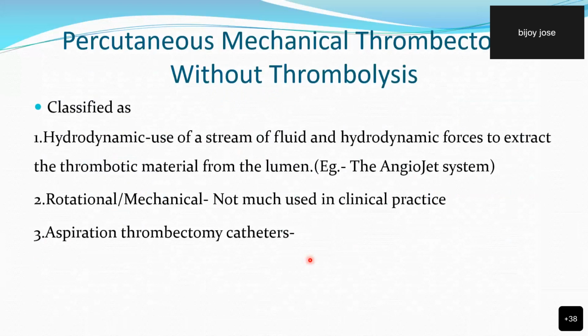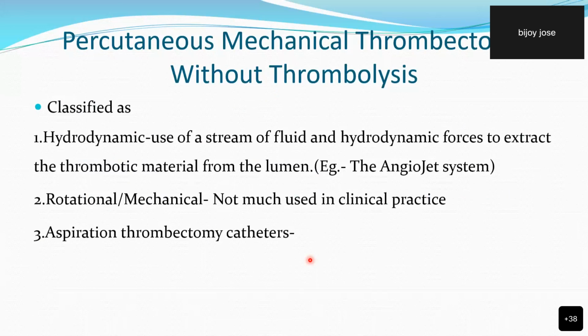Percutaneous mechanical thrombectomy without thrombolysis is for patients who are contraindicated for thrombolysis with alteplase. There we can go for a mechanical thrombectomy without using any thrombolytic agent. It is classified as hydrodynamic, using a stream of fluid and hydrodynamic forces to extract the thrombotic material from the lumen, like the AngioJet, but without using alteplase.